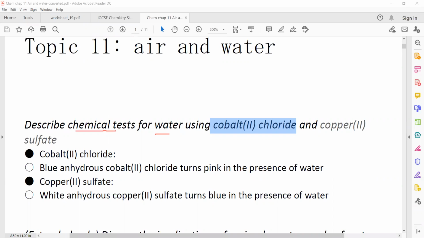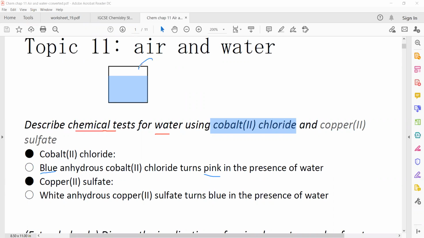If we add cobalt chloride to a container, we don't know whether the water is there. So we want to test the presence of the water. If we have a liquid which can be water, to identify whether it is water or not, we can test with anhydrous cobalt chloride, which is originally blue in color. It will change its color from blue to pink. Or we can add anhydrous copper sulfate.